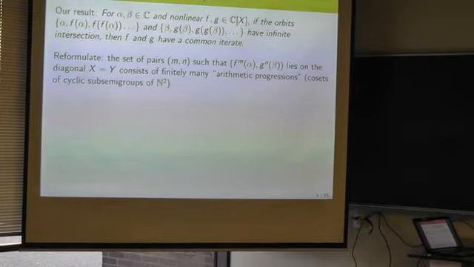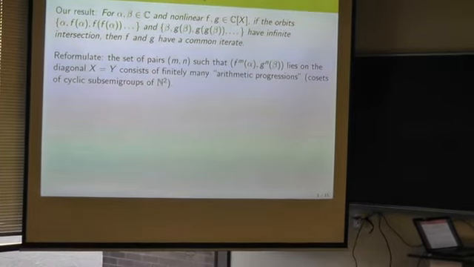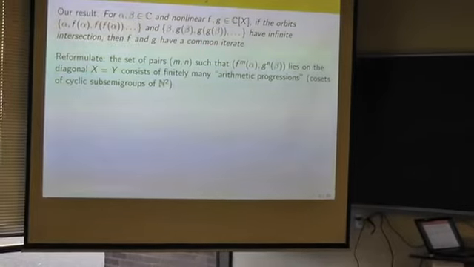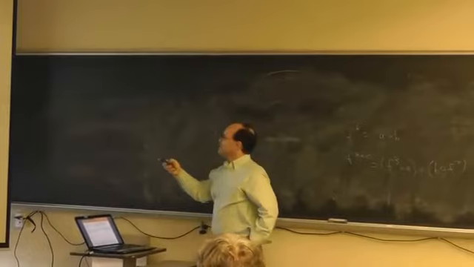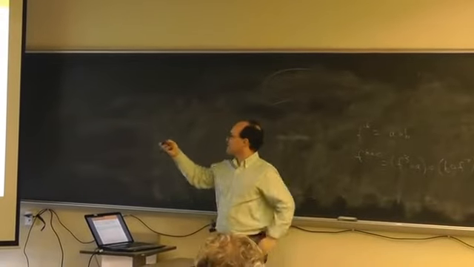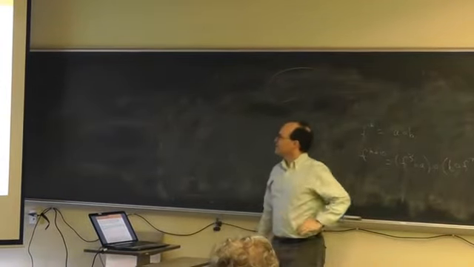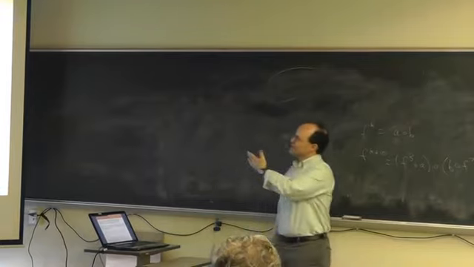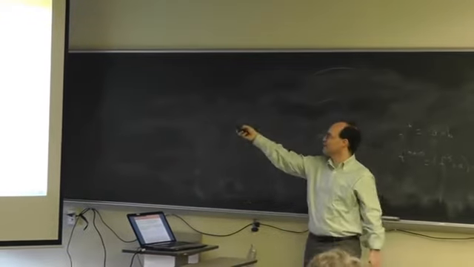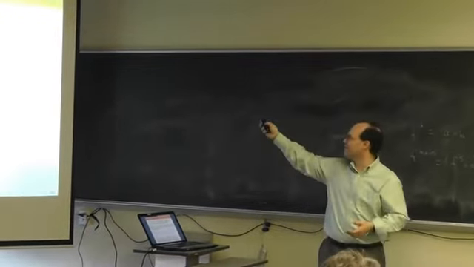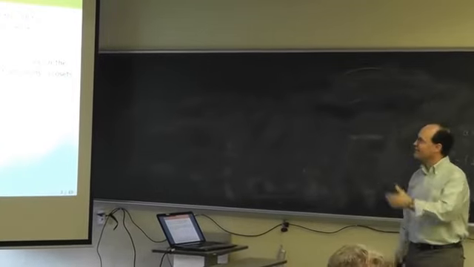So let me reformulate this result. I want to say this is really a two-dimensional theorem in disguise. What am I saying? Saying that f^m of alpha equals g^n of beta is the same as saying that the point with x equal to f^m of alpha, y equal to g^n of beta lies on the diagonal.